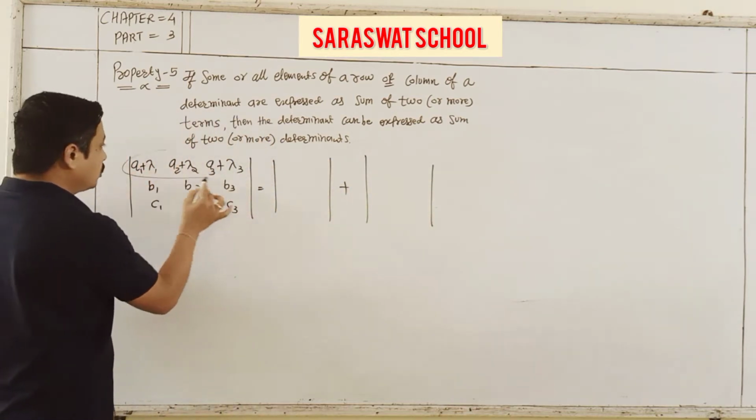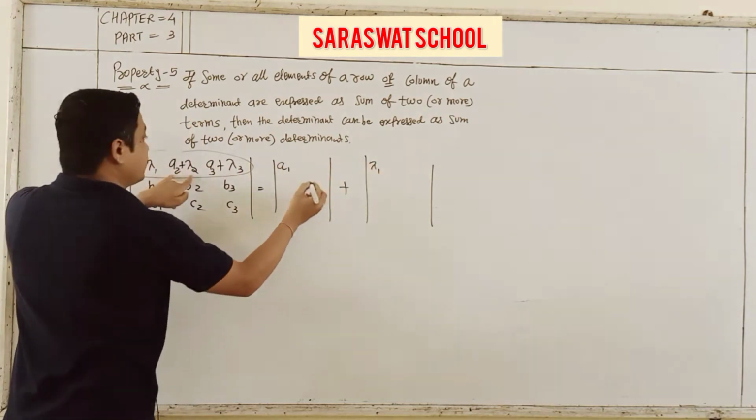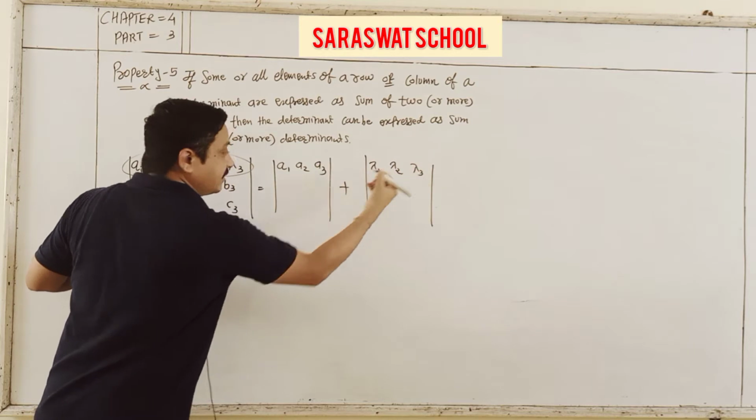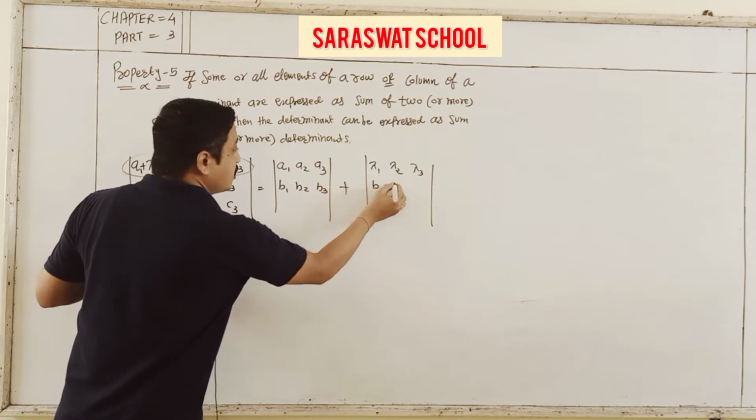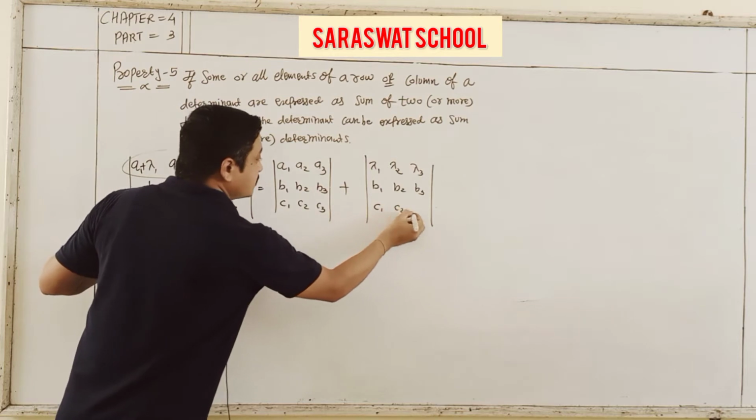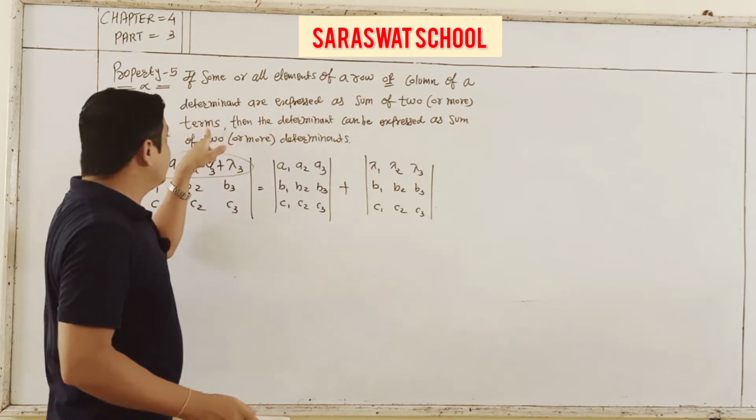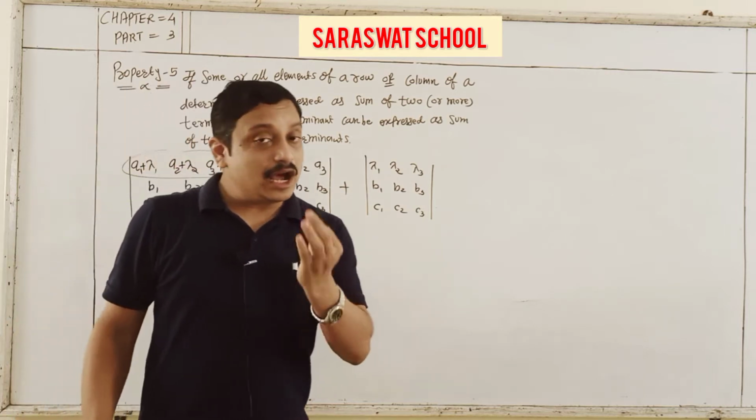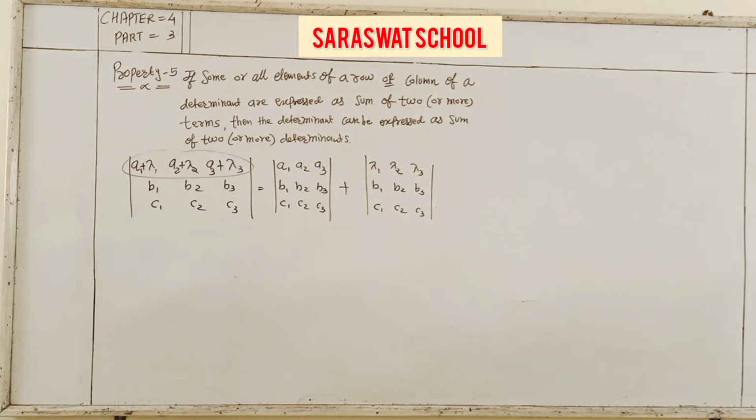In the first row you write a1, a2, a3 and in the second determinant lambda 1, lambda 2, lambda 3, with the other rows the same: b1, b2, b3 and similarly c1, c2, c3. That is the expression: a determinant whose elements are sums of two or more terms can be expressed as two or more determinants. Now I will prove how it can be expressed as the sum of two parts.